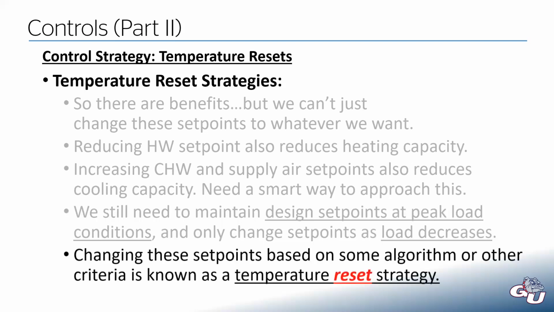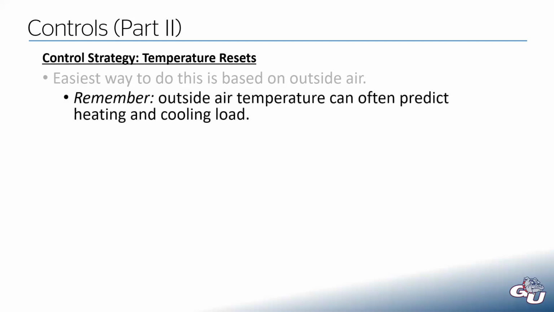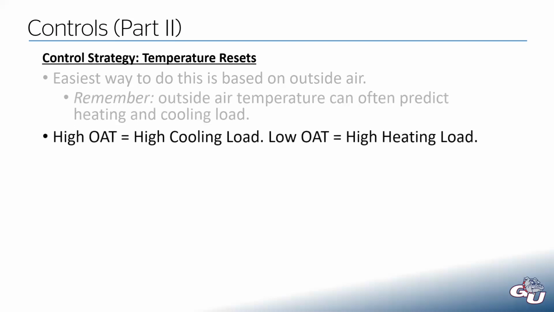And anytime we're changing these set points based on some strategy, some programming or logic, that's called a temperature reset strategy. The easiest way to do this is based on outside air temperature. As you've been doing our bin calculations, we've been using outside air to predict our heating and cooling load. If we have a high outside air temp, that means high cooling load, or low outside air temp is a high heating load. And so we can use that to potentially change our set points.